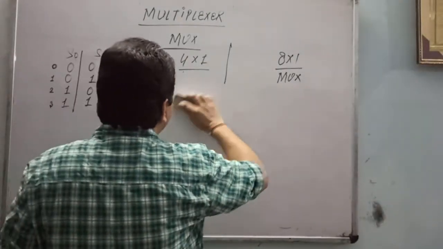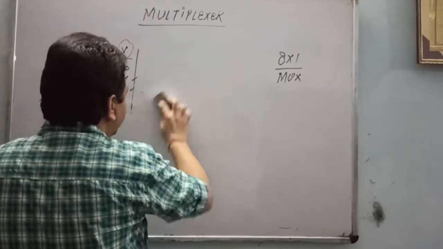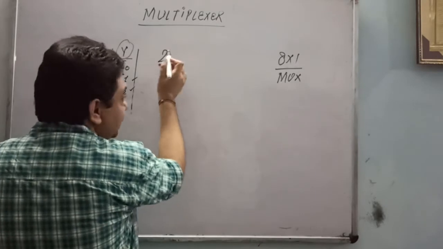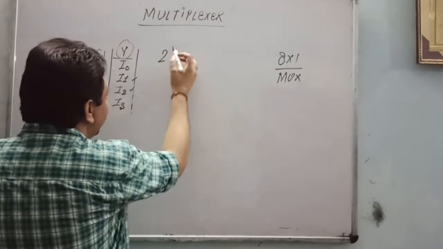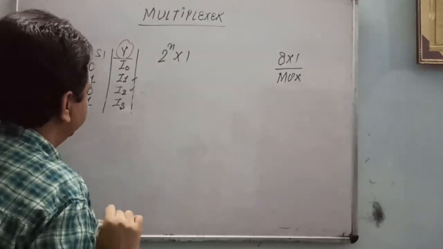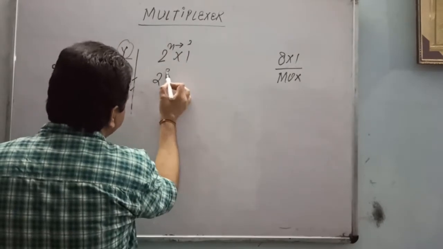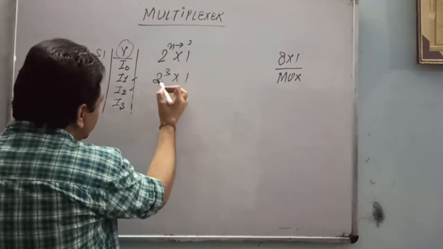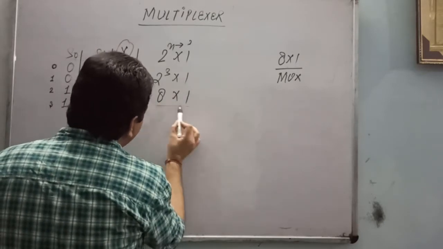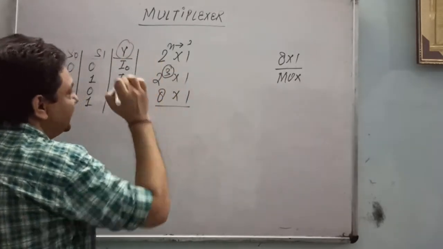So how will this 8:1 multiplexer be designed? First of all, we have to think about some parameters. 2 to the power n cross 1. Suppose I have taken the value of n as 3. So 2 to the power 3 is 8 cross 1. So 8 cross 1 means 8 input lines. How many selection lines are required? 3 selection lines are required.